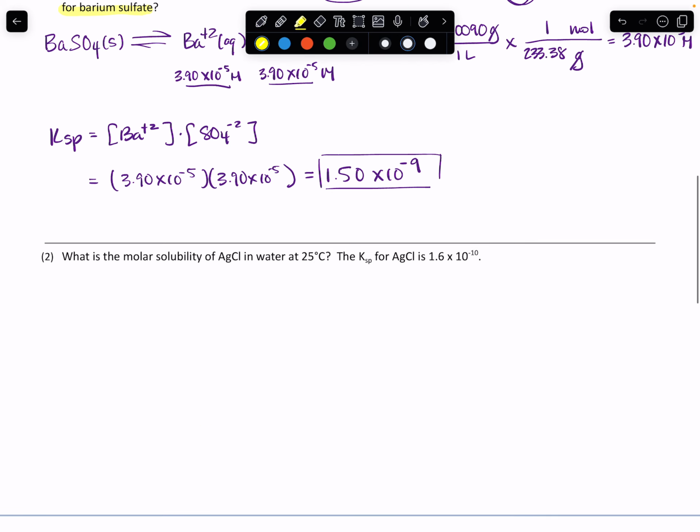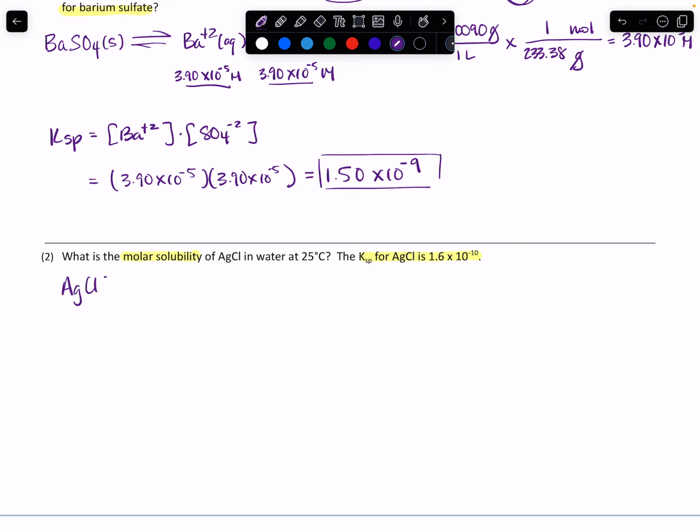All right, let's try our next one. What is the molar solubility of silver chloride in water at 25 degrees? The KSP for silver chloride is 1.6 times 10 to the negative 10th. This time we're going to be looking for the concentration of the ions in solution, so it's kind of the opposite of what we just did.